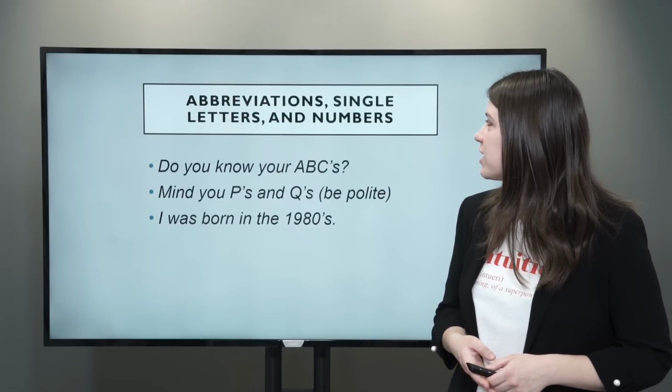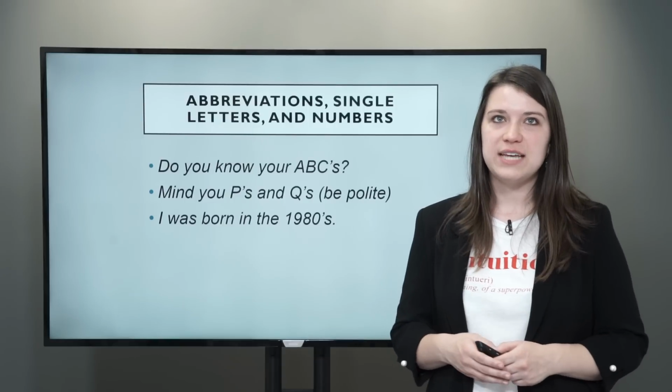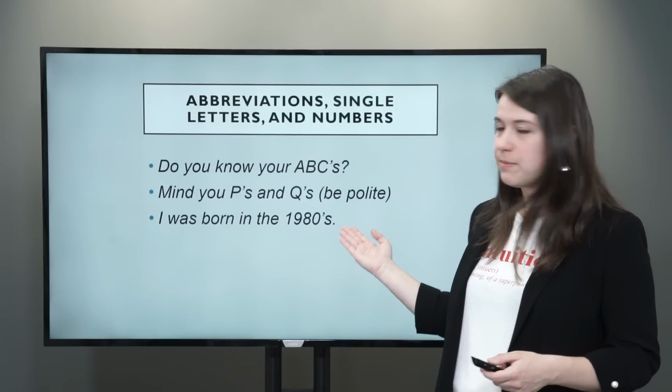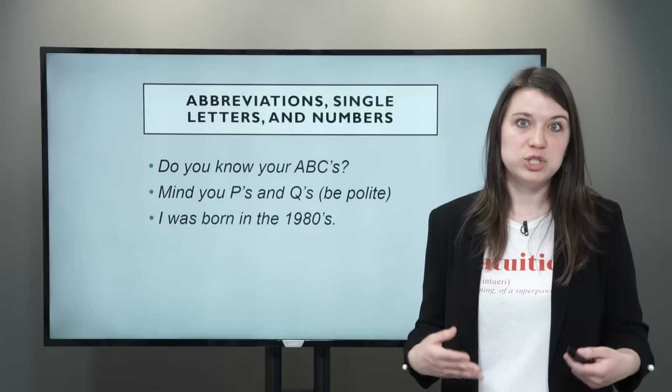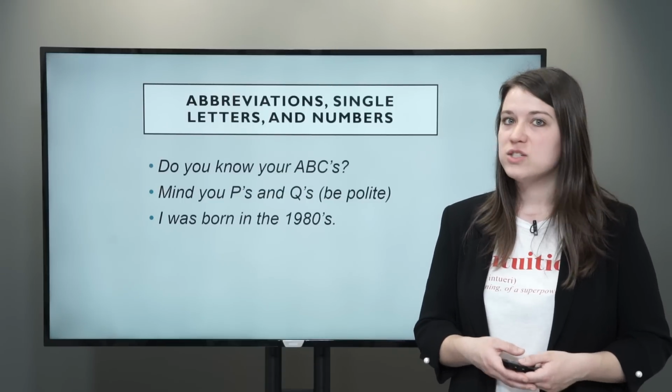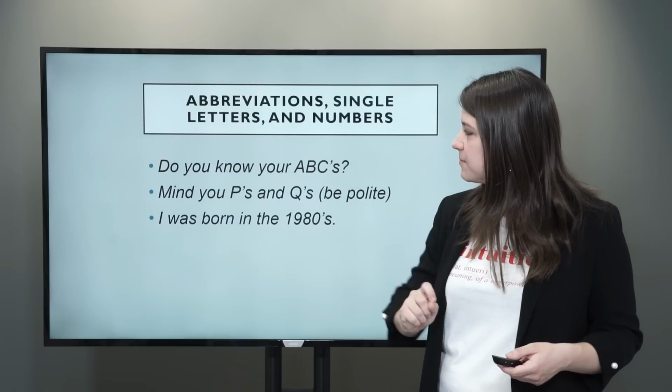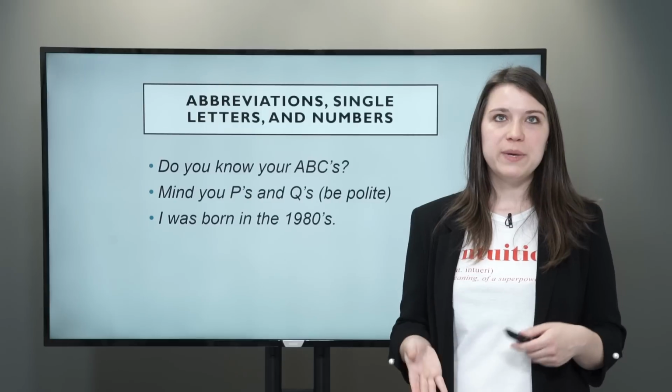Okay, now let's look at abbreviations, single letters, and numbers. In this example here, do you know your ABCs? This is a way to ask someone, do you know how to spell? So here, after the last letter, the C, we add an apostrophe S. Okay, mind your P's and Q's.